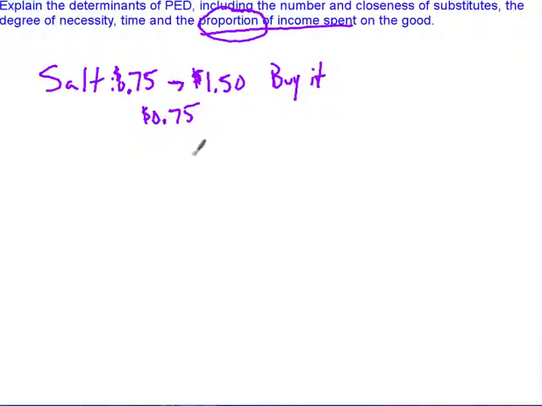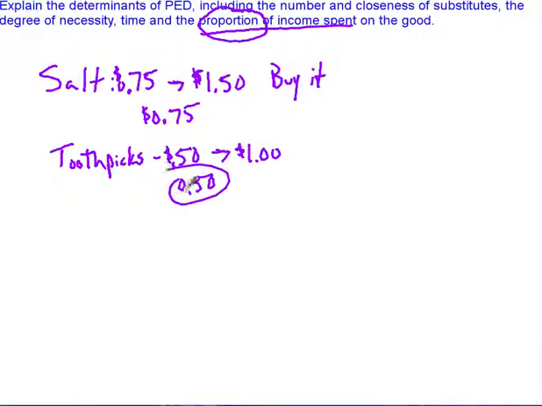So when you look at products that are very cheap, salt would be one. Another example that economists use a lot is toothpicks. If they're typically 50 cents each and then they go to $1, are you still going to buy toothpicks? Of course you will. It's only 50 cents. What's 50 cents? So when the proportion of your income is low, that means they are very inelastic.